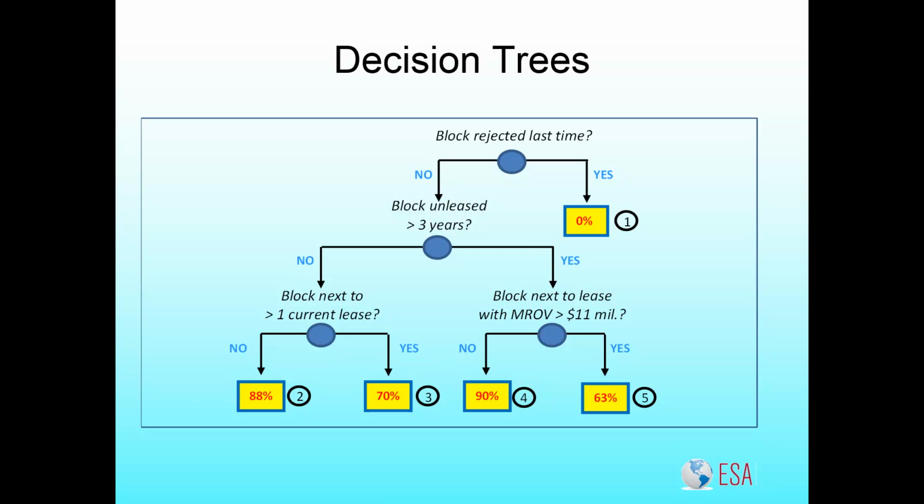It's a quick example of what a single decision tree looks like. And it's basically just a series of decisions until you arrive at your conclusion. At the very top, you say, was the block rejected last time? If it was, there's basically a 0% chance that it's going to be rejected in this next sale. For the minimum MRV, it will be a minimum MRV. It's probably not going to be a minimum MRV is what that means. Well, never happens. That makes perfect sense.